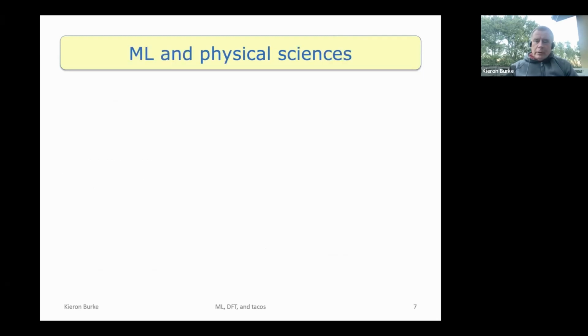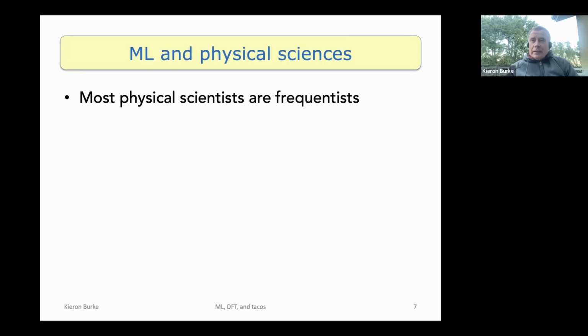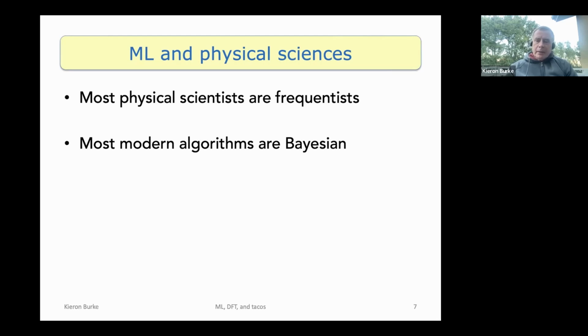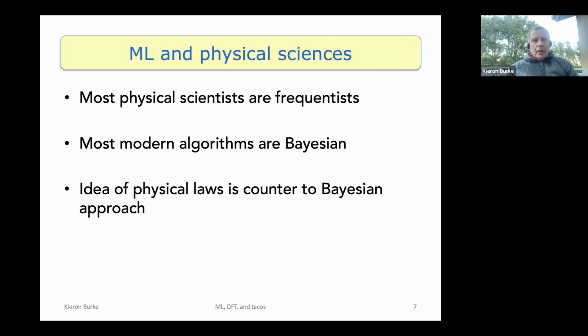Okay, so machine learning and physical sciences. In a sense, most of us tend to be frequentists because we're highly trained physical scientists. Most modern algorithms are Bayesian in their setup. You can interpret things under various conditions in either a Bayesian or frequentist framework, but usually things are derived one way or the other. A lot of the ideas of physical laws are counter to the Bayesian approach, because a physical law is something you believe to be true always. And the Bayesian approach, in a sense, never allows that. There's always some possibility of error.